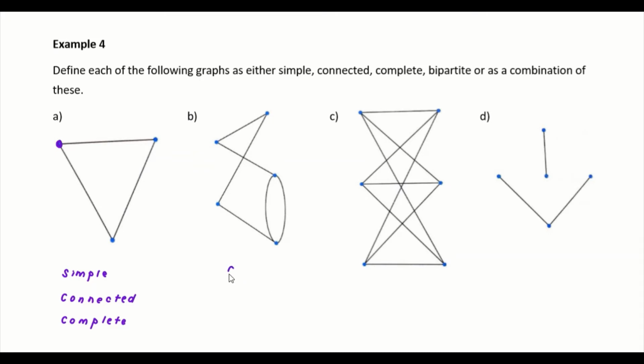So that's why it's a connected graph. Okay, so for a complete graph, you must make sure that it must be a simple graph, then only you can say whether it's complete or not. Since it's not a simple graph, it cannot be a complete graph as well. Okay, so now let's look at bipartite.